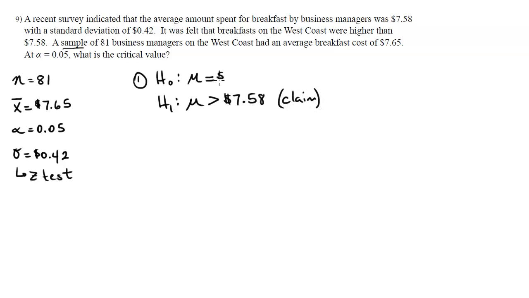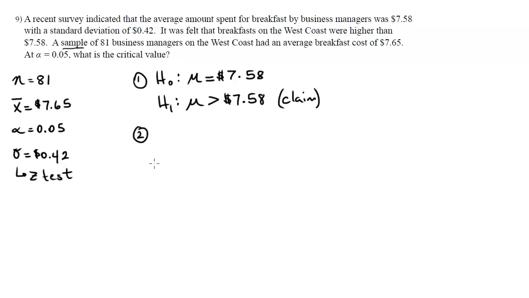So the null hypothesis is that it didn't change from this survey that was taken, right? The null hypothesis is that the population mean hasn't changed. The population mean is still $7.58 at the time that we took this sample. Still $7.58.